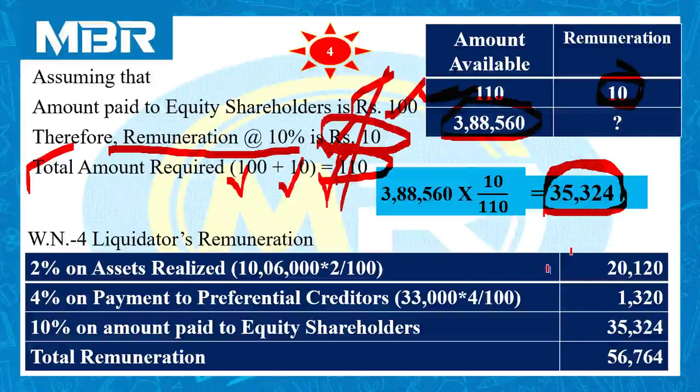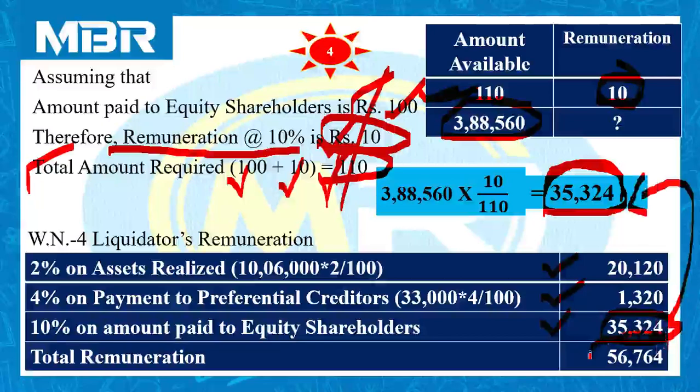Now we are in a position to calculate the total amount payable to the liquidator as remuneration. 2% on assets realized, 20,120, 4% on preferential creditors, 1,320, and 10% on the amount paid to the equity shareholders, 35,324, that we have completed just a few minutes ago. So the total amount payable to the liquidator as remuneration is 56,764.